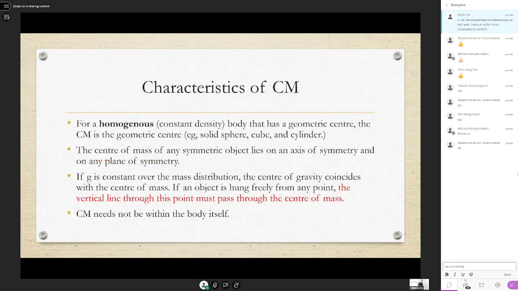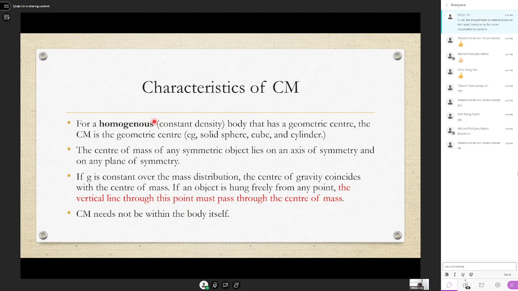Some characteristics of CM for homogeneous bodies. When we say homogeneous, that means constant density throughout. For a homogeneous body that has a geometric center, the CM is the geometric center. For example, a solid sphere, tube, and cylinder. The exact middle point, the geometric center, will be where the CM is if it is homogeneous. That means the whole object has exactly the same density on the left, on the top, on the right, on the bottom, anywhere.